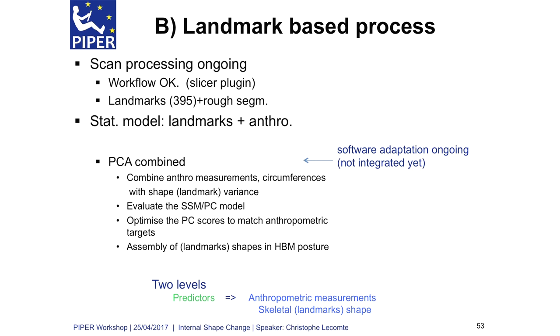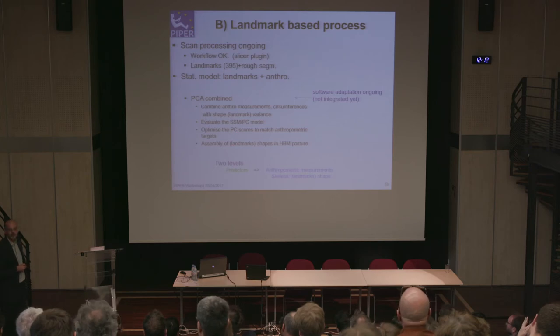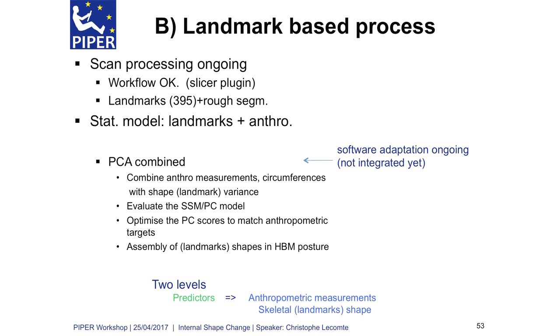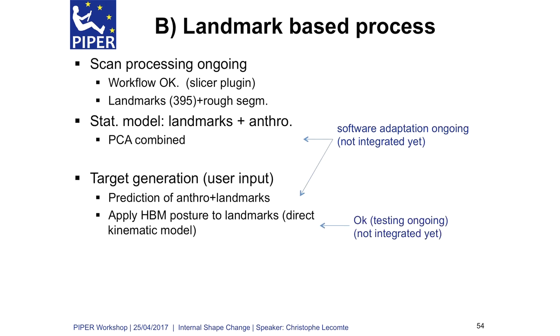Some of the measures are also circumferences. For example, for the shaft of the femur, you would like to have the correct circumference, so we include circumferences in this PCA. Then we evaluate a principal component model, and again we optimize the scores in such a way that we match the predictors that we want. This is something that is ongoing. Then we generate the targets for the deformation within the Piper tools. This is done by the prediction of a combination of anthropometric measurements. We get the external anthropometric measurements and the landmarks that define the internal measurements for the skeleton.